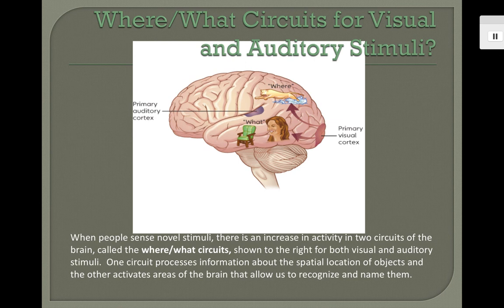So the where information is processed in the primary visual cortex in the occipital lobe. The what information is processed in the primary auditory cortex in the temporal lobe, because that's where we normally have language. I won't say normally, because if we say normally, then I would assume there are certain instances where somebody's language wouldn't be there. But that is where we identify that language is processed, in terms of comprehension and also production.